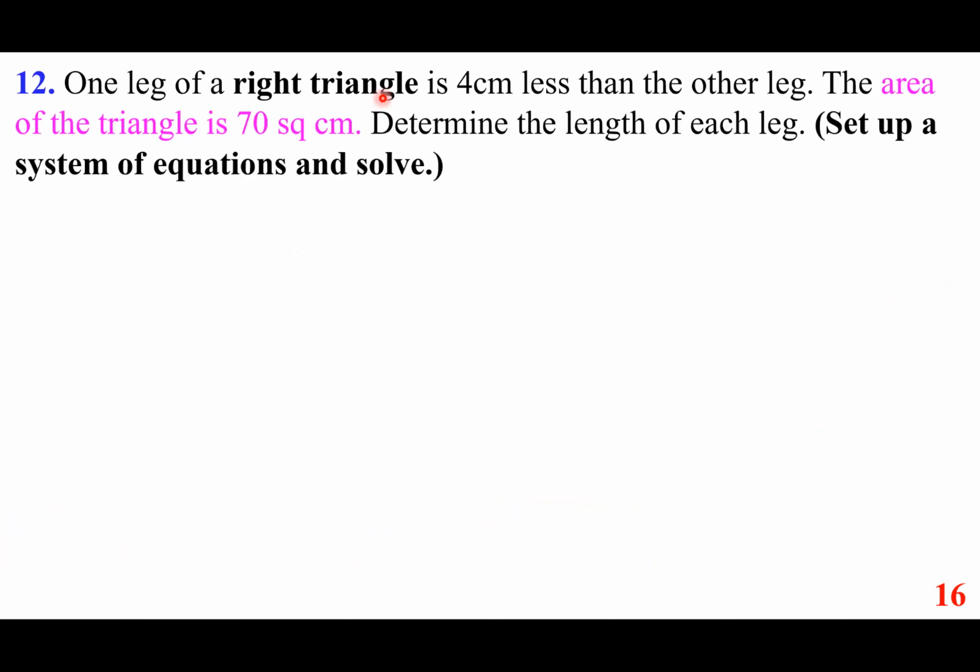One leg of a right triangle is 4 centimeters less than the other leg. The area of the triangle is 70 square centimeters. Determine the length of each leg. Set up a system of equations and so on.